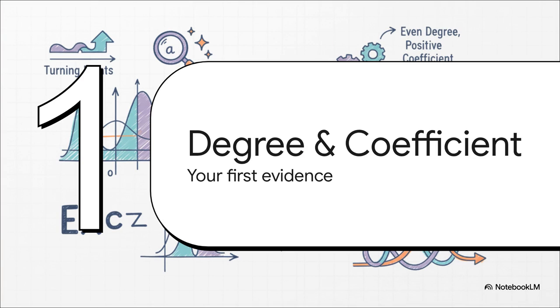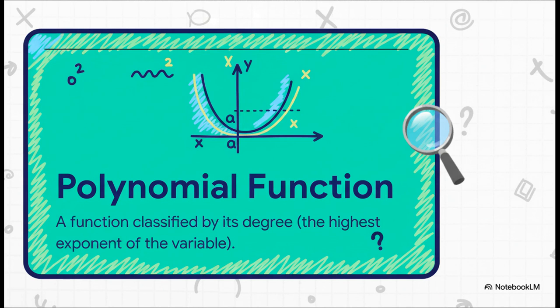All right, let's start digging for our first piece of evidence. This one is the foundation for everything else we're going to do. And it comes from just 2 numbers, the degree and the leading coefficient of the polynomial. So, let's do a super quick refresh. A polynomial function is just one of those expressions with variables and coefficients. But for what we're doing, the single most important part is that highest exponent. We call that the degree. And that little number, that's our master key.